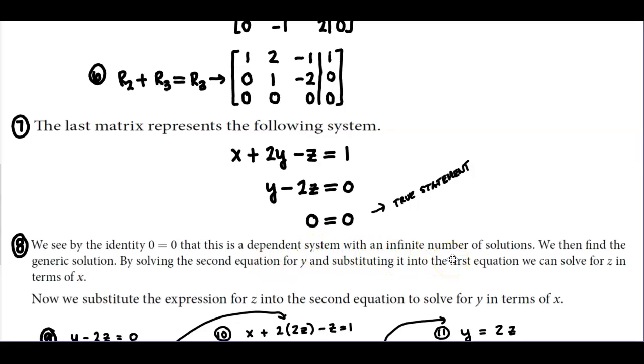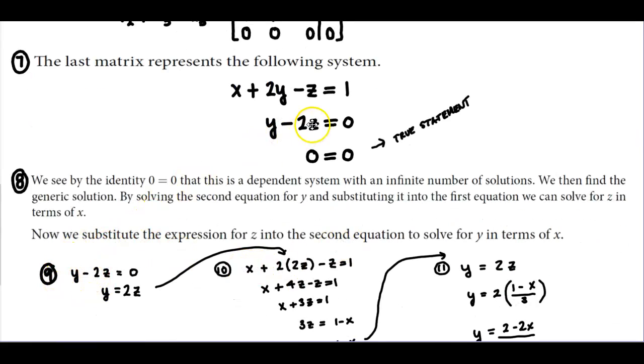And now we can find the generic solution. By solving the second equation for y, and then substituting it into the first equation, we can solve for z in terms of x. So over here in step number 9, we look at the second equation, y minus 2z equals 0. So we're going to solve for y, so y is going to equal 2z. Now whatever we found for y, we're going to substitute into the first equation, which is what we have in step 10.